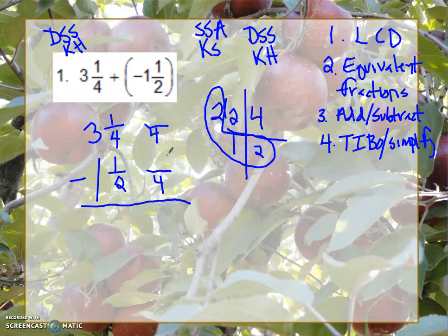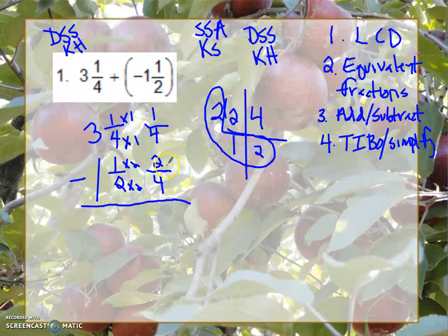Step 2 is equivalent fractions. Equivalent fractions are whatever you do to the bottom, you do to the top. So 4 times what will get me 4? 4 times 1. So 1 times 1 is 1. 2 times what will get me 4? 2. So 1 times 2 is 2.